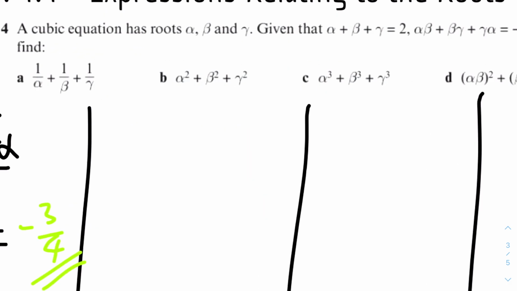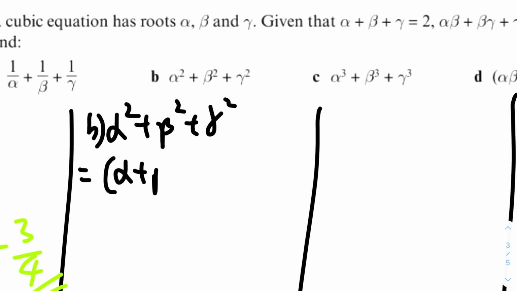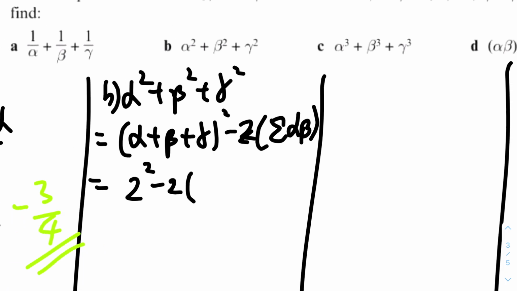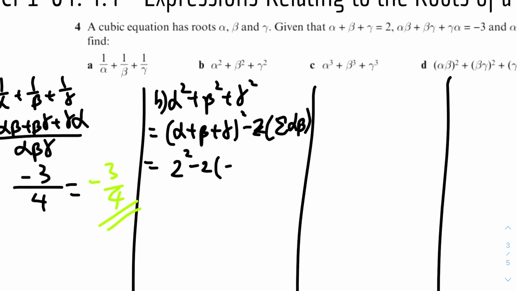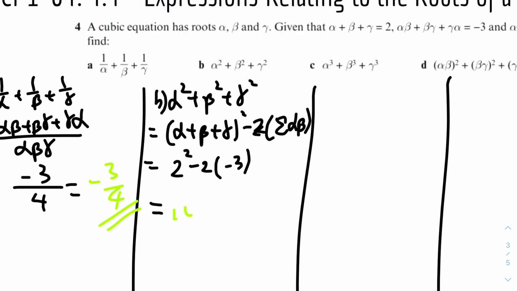And the second part, alpha squared plus beta squared plus gamma squared. As we saw just now, it will be equal to alpha plus beta plus gamma, squared, minus 2 times the sum of product pairs. So this will be equal to 2 squared, minus 2 times the sum of product pairs, which is equal to minus 3. So it will be 4 plus 6, which is equal to 10. Like so, 10.